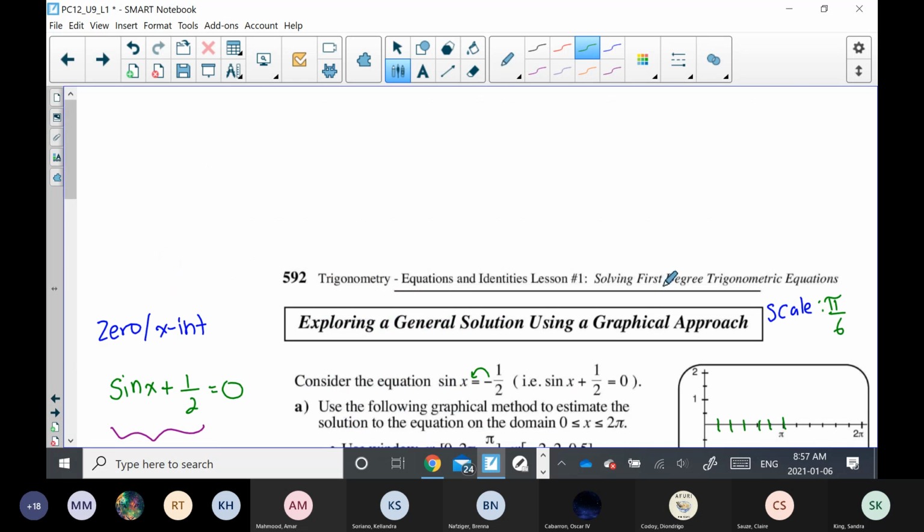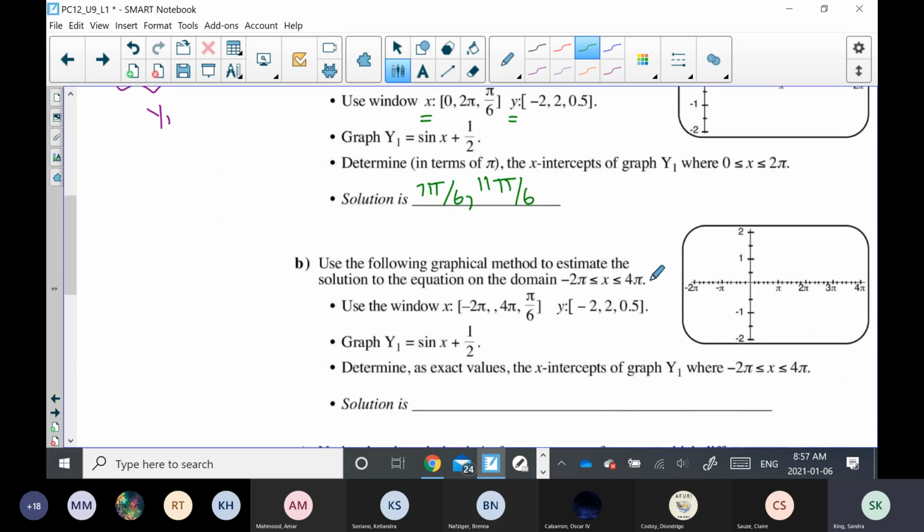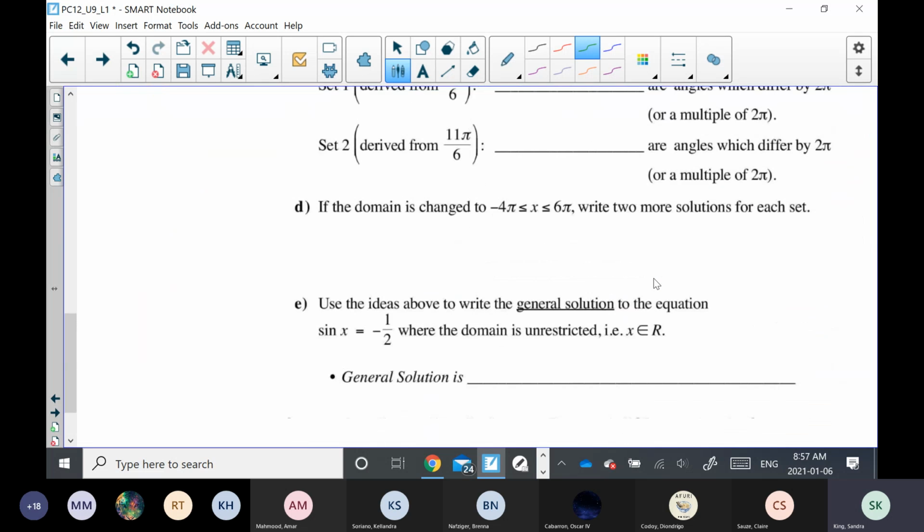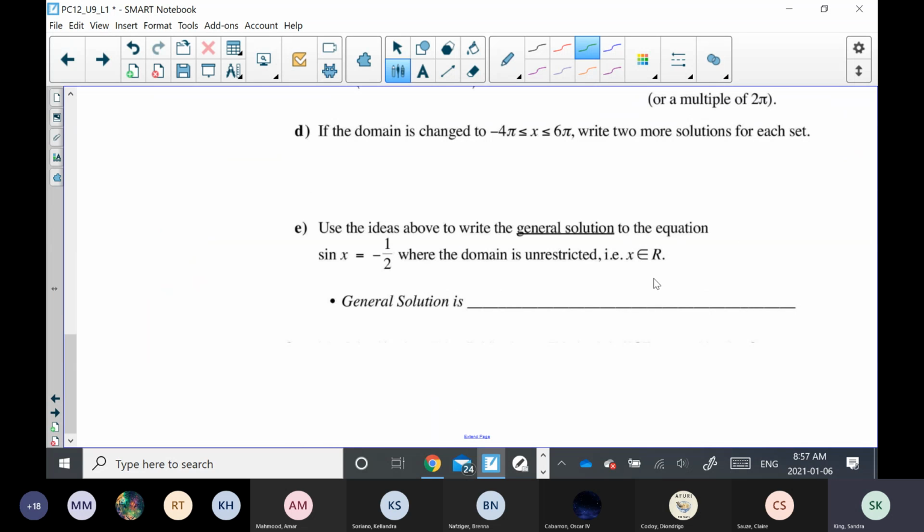Okay, so we've got our 2 solutions graphically. And now what I want to do is we're going to talk about the general solution. Okay, so the general solution, just draw yourself a Cartesian plane. So we had 2 solutions for this question, sine of x is equal to -1/2. We had a solution of 7 pi over 6, and we had a solution of 11 pi over 6.